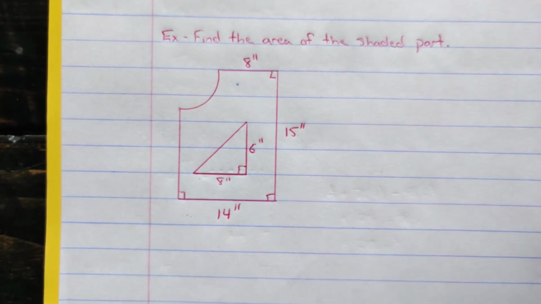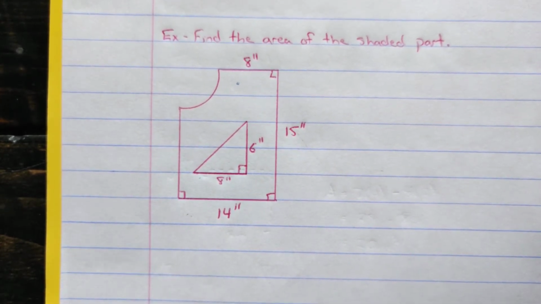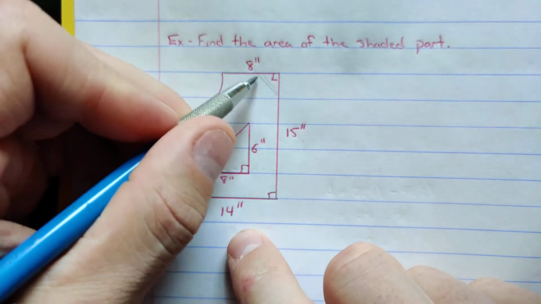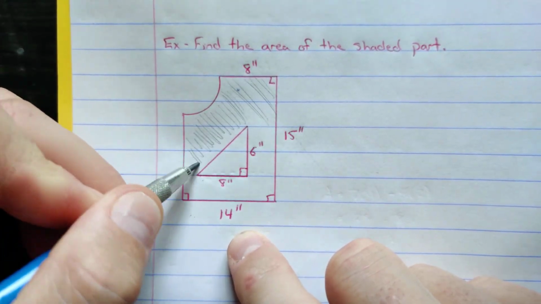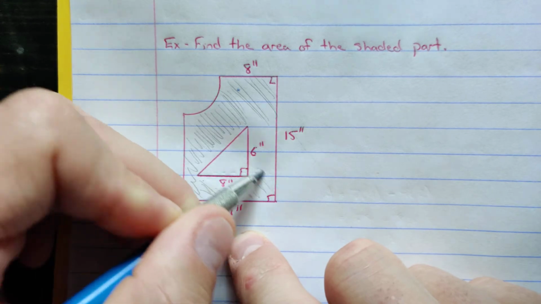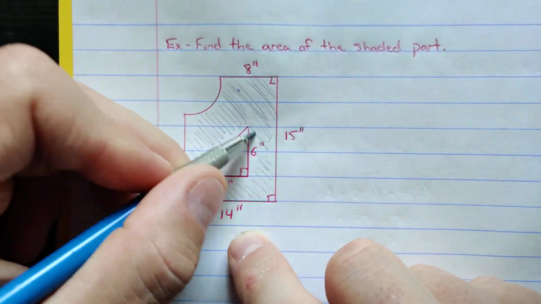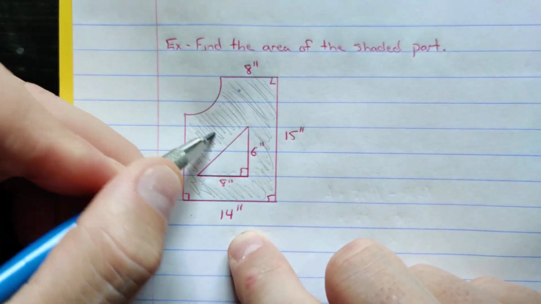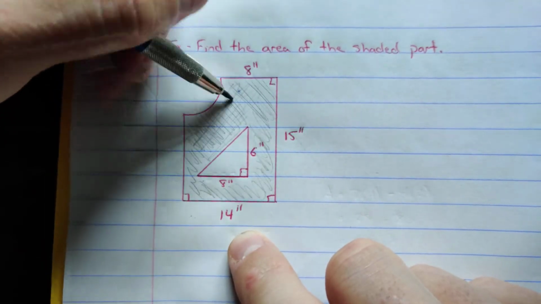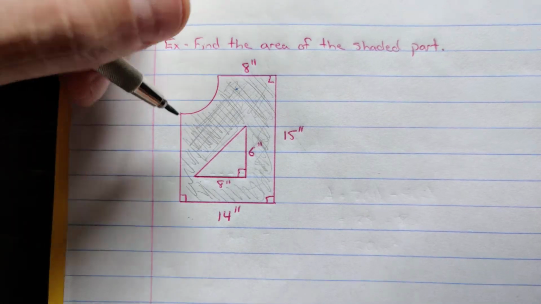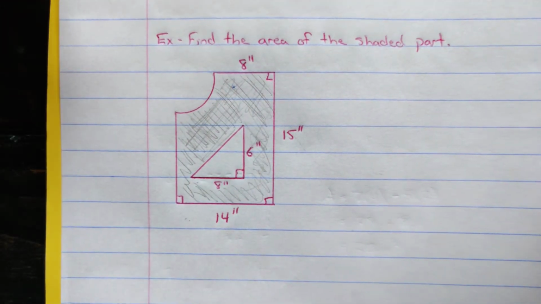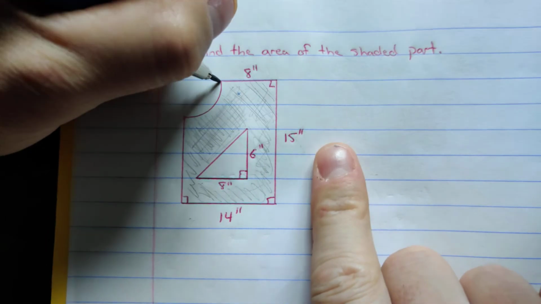One more crazy rectangle here. So I didn't shade this because I forgot to. So let's shade it now. So there's my shaded part, all in here. This is a crazy looking shape. I got like a quarter of a circle here.